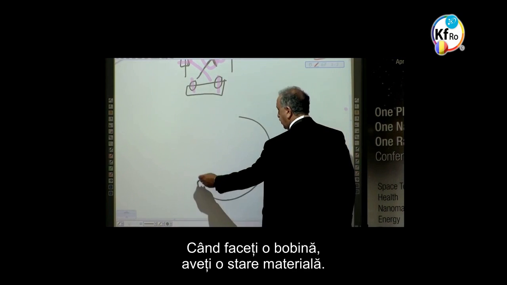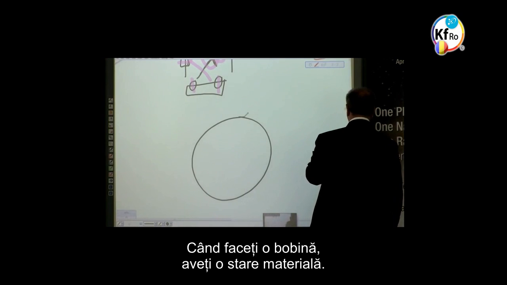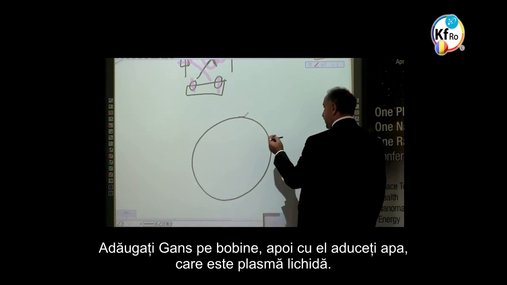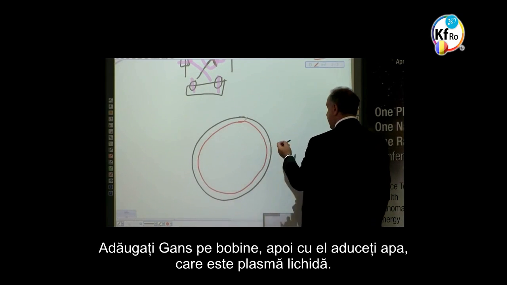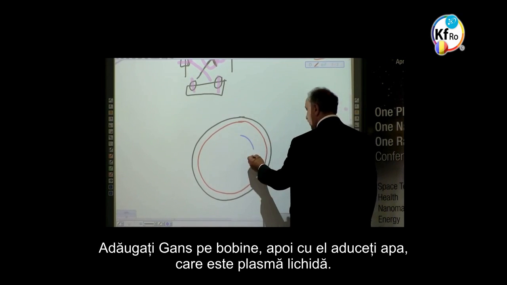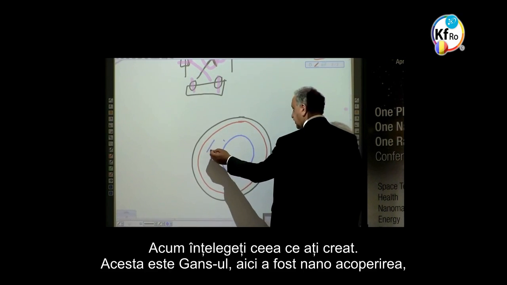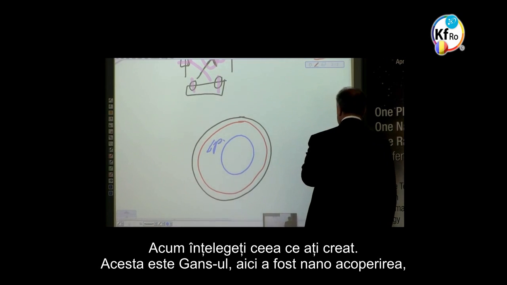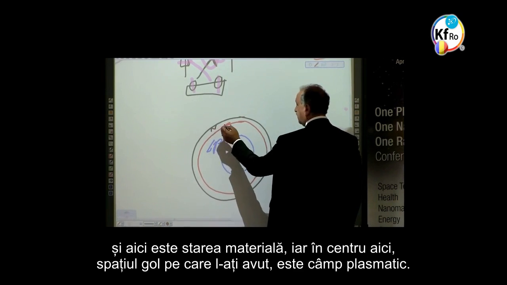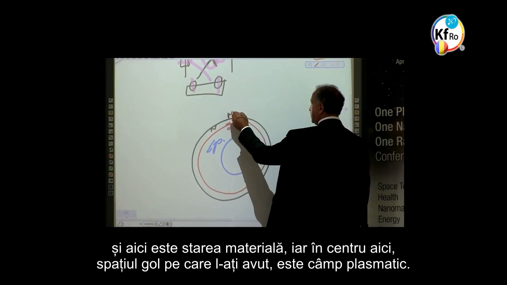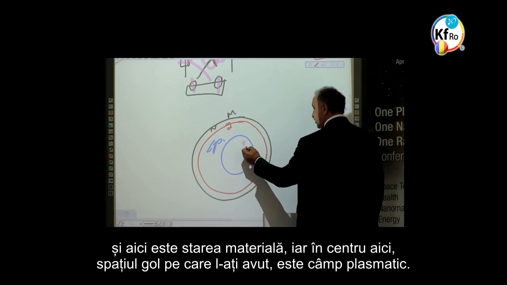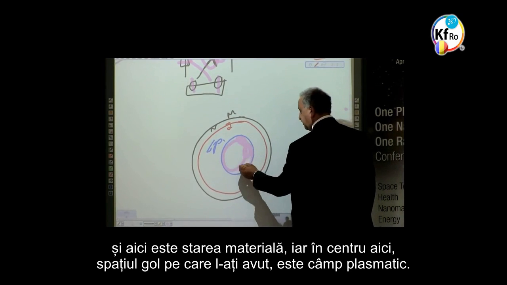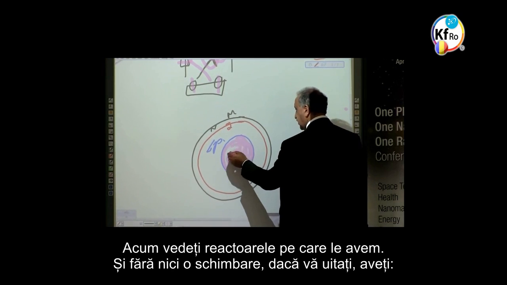When you make a coil, you have a matter state. You added the GaNS in the coil. Then with it, you brought in the water, which is the liquid plasma. Now you understand what you've been creating. This is the GaNS. Here was the nano coating, and here is the matter state. And in the center, the empty space you had is the field plasma. Now you see the cores we had.